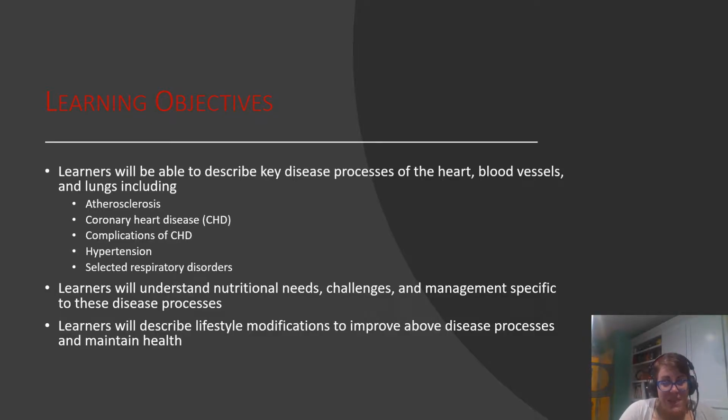Our learning objectives for today include that learners will be able to describe key disease processes of the heart, blood vessels, and lungs, including atherosclerosis, coronary heart disease or CHD, complications of CHD, hypertension, and selected respiratory disorders. Learners will understand nutritional needs, challenges, and management specific to these processes, while also being able to describe lifestyle modifications to improve the above disease processes and maintain health.